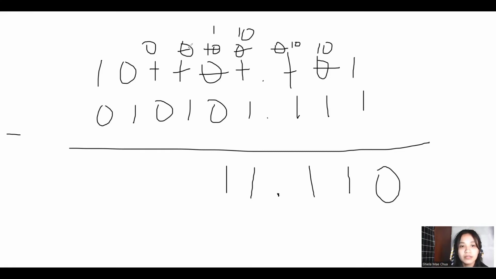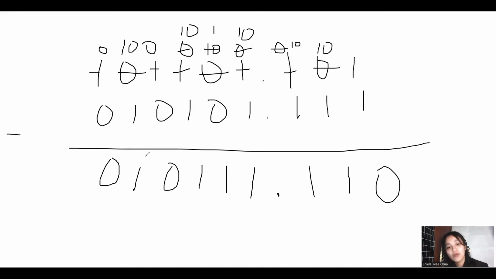It will become 0 and it will become 1, 0. 1, 0 minus 1 is 1. 0 minus 0 is 0. 0 minus 1 cannot be. It will become 0 and it will become 1, 0. 1, 0 minus 1 is 1 and 0 minus 0 is 0. So our answer is 0, 1, 0, 1, 1, 1, binary point 1, 1, 0.